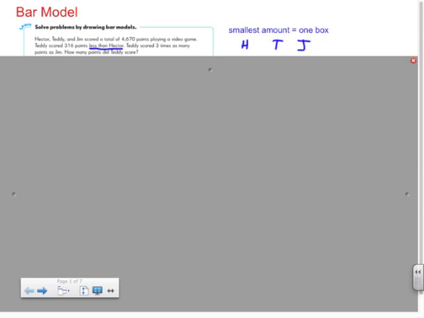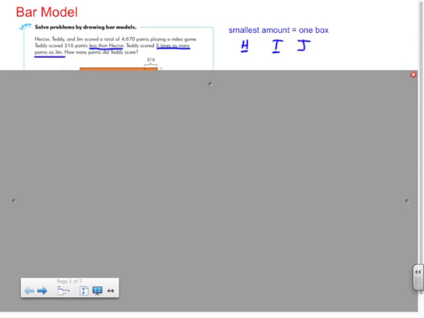So we know that Teddy has got to be less than Hector. Teddy scored 3 times as many points as Jim. So now we know that Teddy is more than Jim. So my order is Hector's the most, then Teddy, and then Jim. My question is, how many points did Teddy score? So our sentence answer would be, Teddy scored blank points.